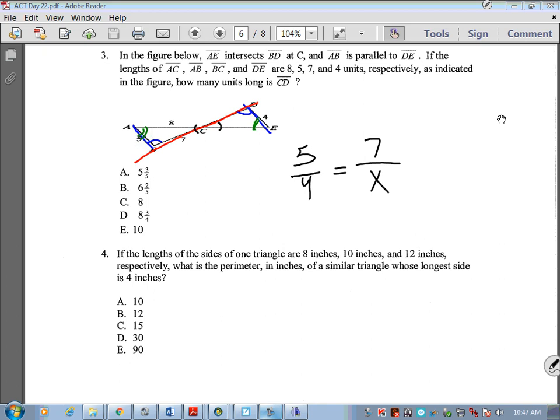Okay, so because 5 is on top, I'm going to put 7 on top, and I'm going to cross multiply and divide. So 4 times 7 is 28. 28 divided by 5. Well, 5 will go into 28 5 times with 3 left over, leaving me with 5 3/5. Okay?